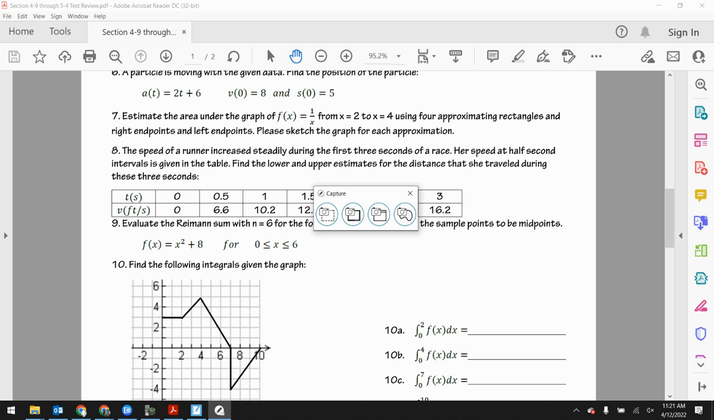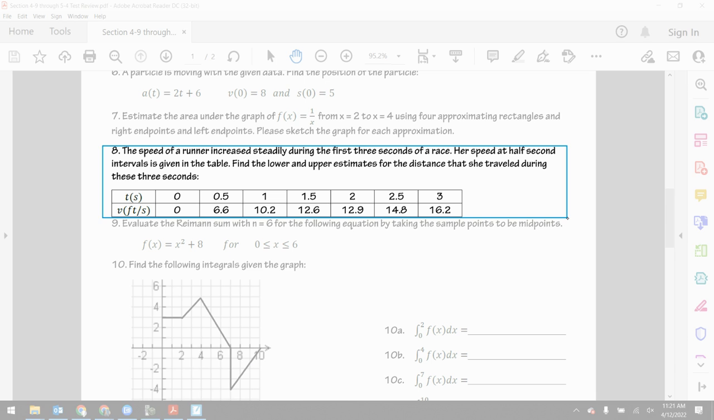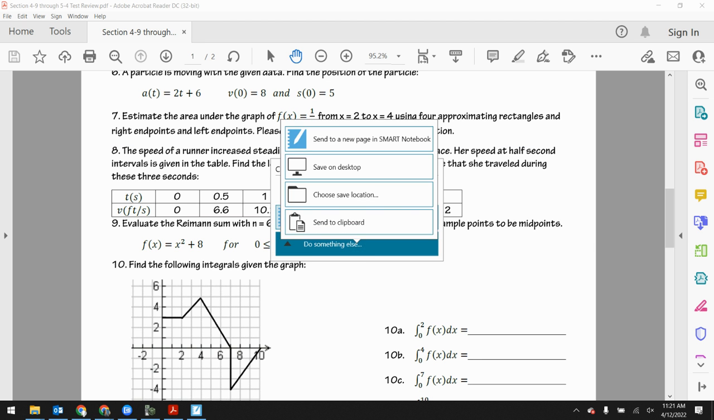Oh, not the current page. I want a new page. Let's try that again. New page.